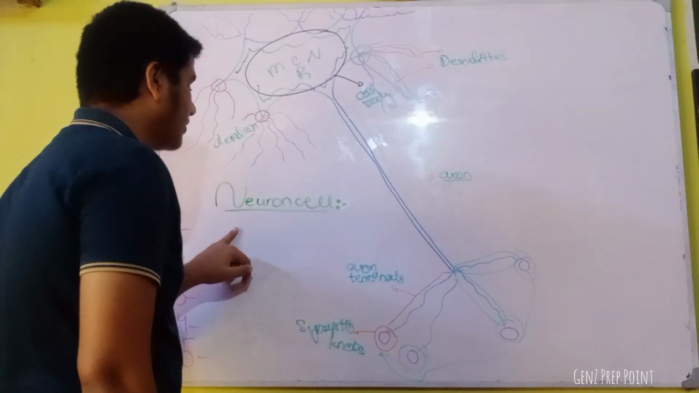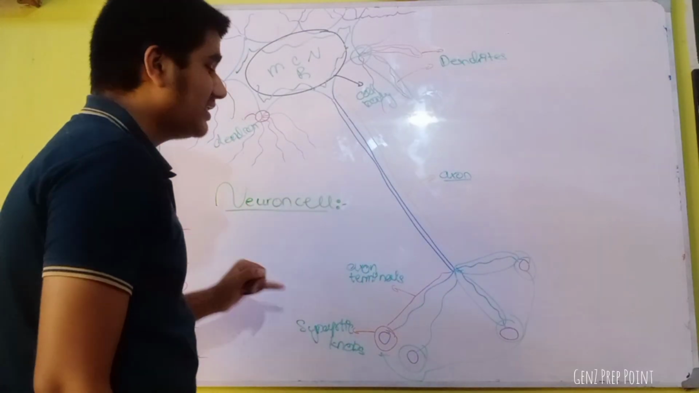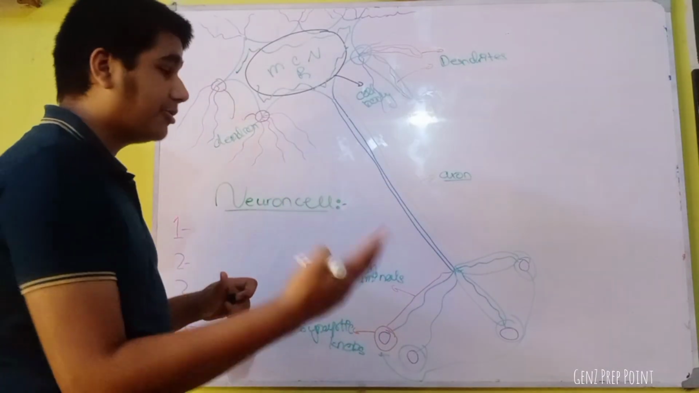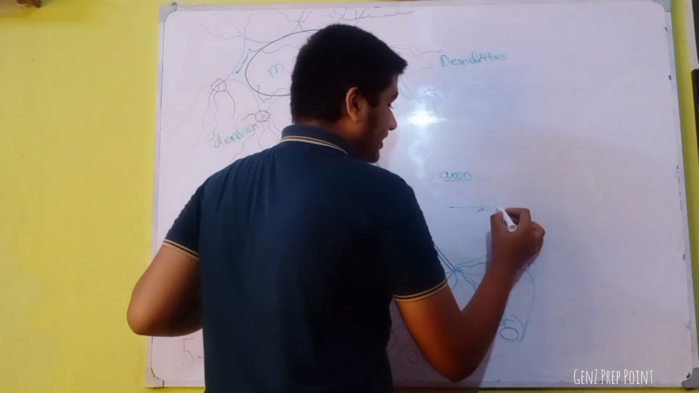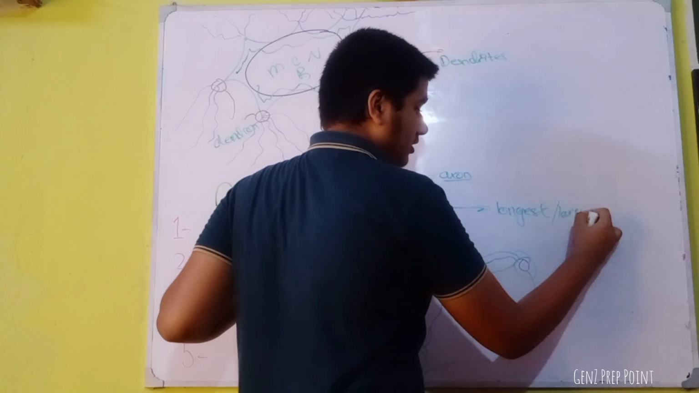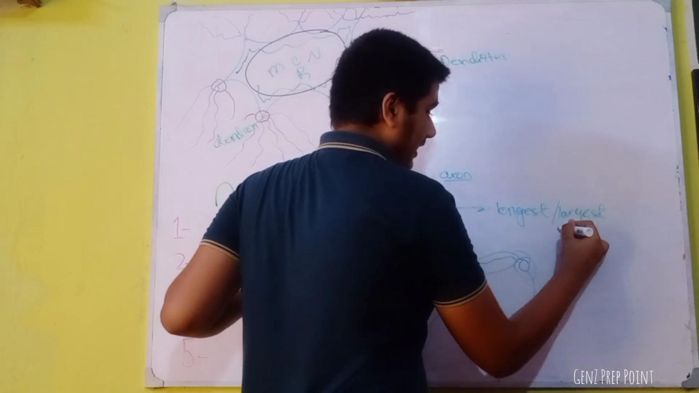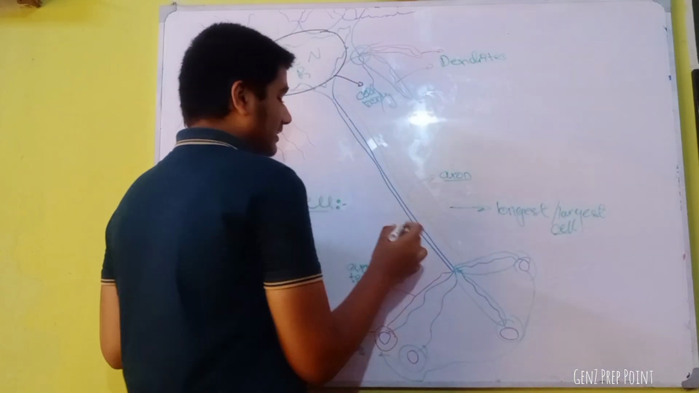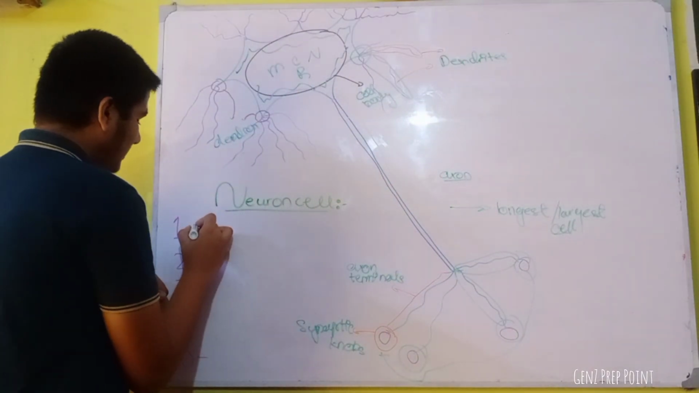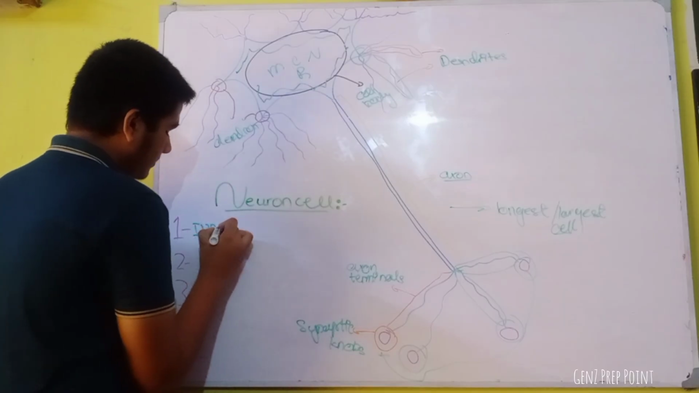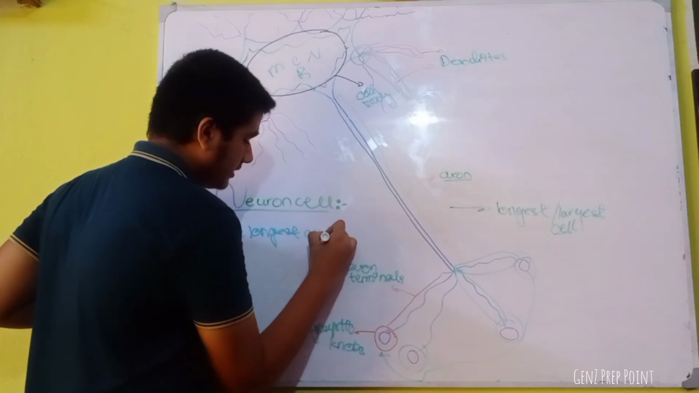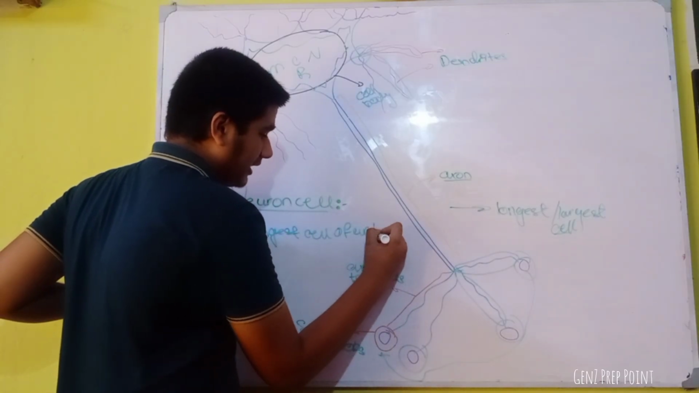So if we now move on to the purpose of neuron cell, first we will be talking about two MCQ things. Examiner can ask you two MCQ questions: which is the longest or the largest cell of a human body? So neuron cell is the longest cell of a human body.